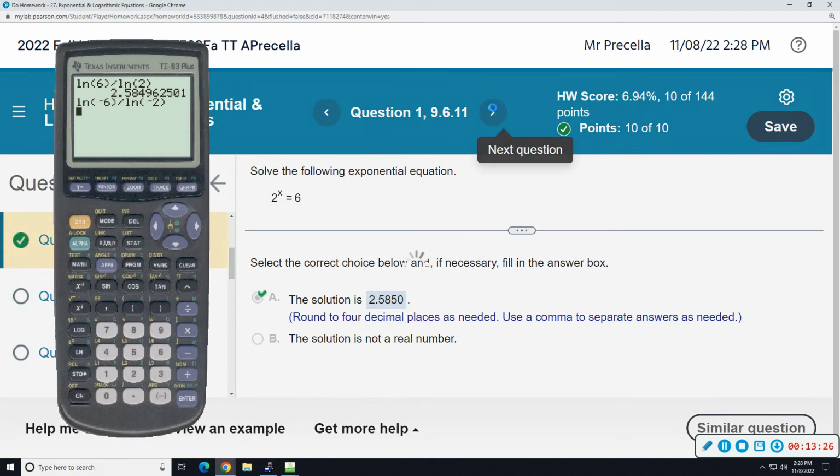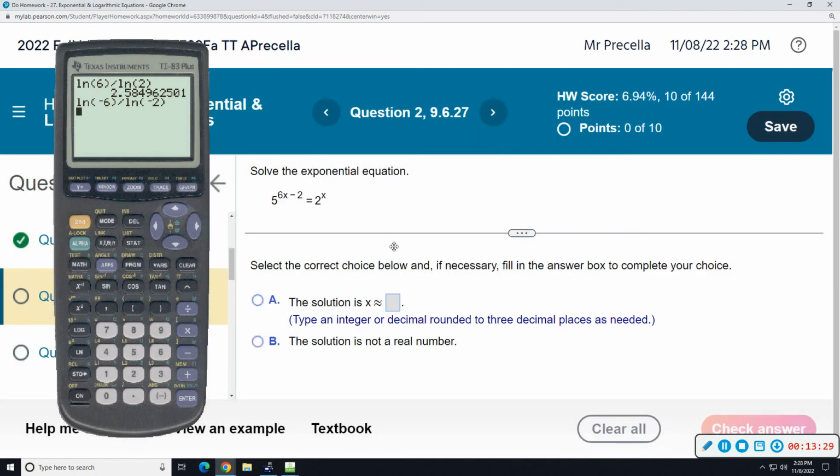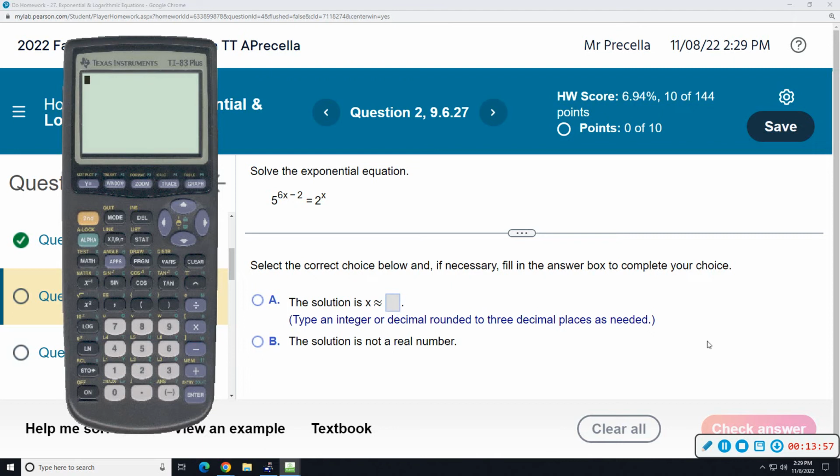Now, number 2. Okay. Problem 2. 5 to the 6x minus 2 equals 2 to the x. So solve this equation. 5 to the 6x minus 2 equals 2 to the x.